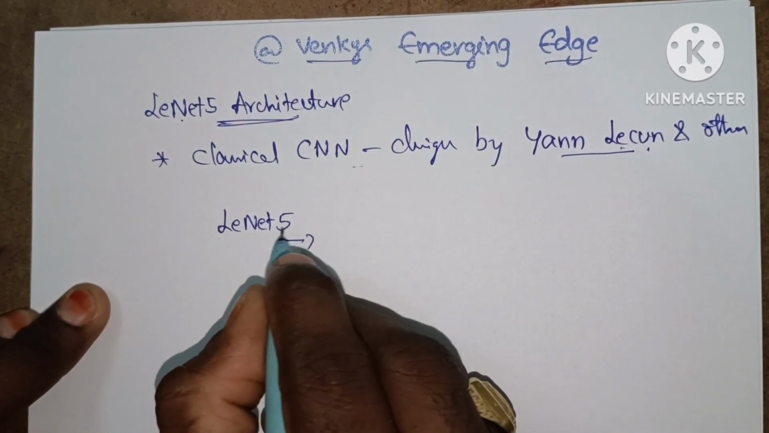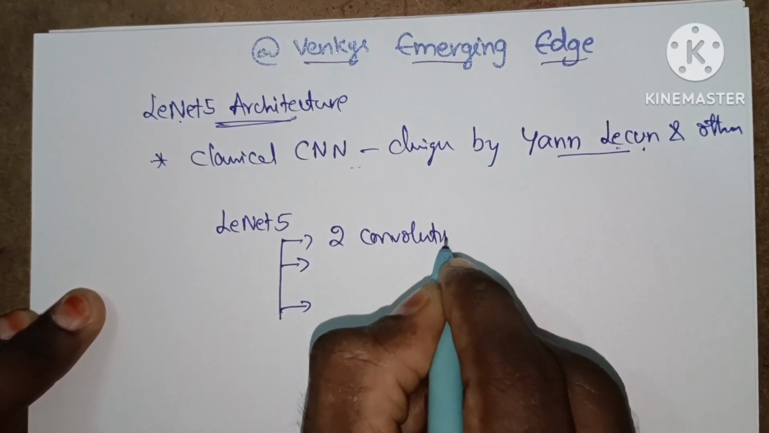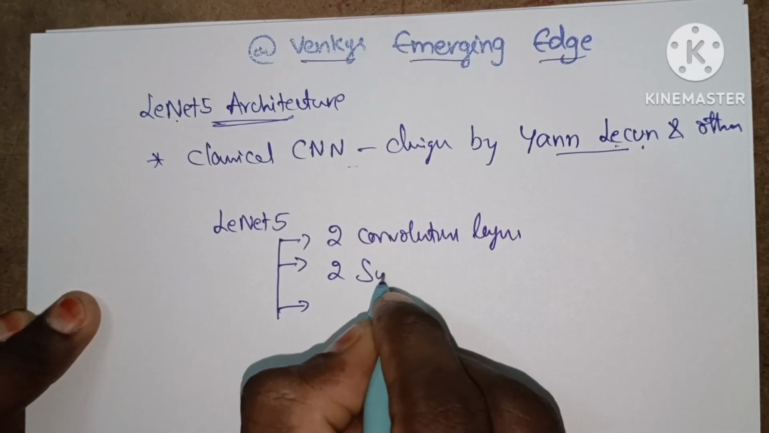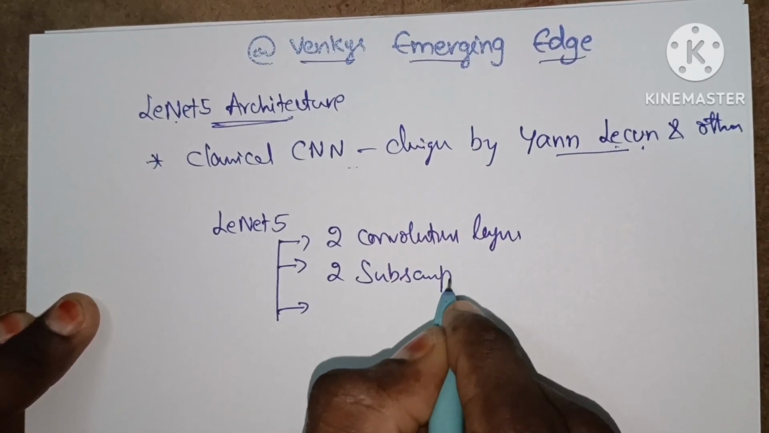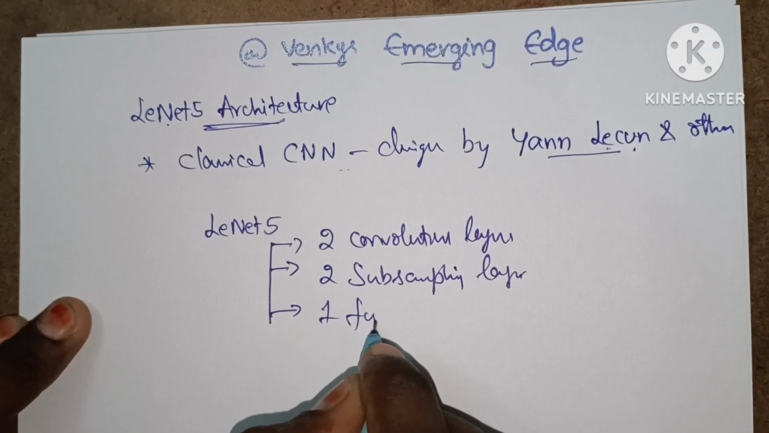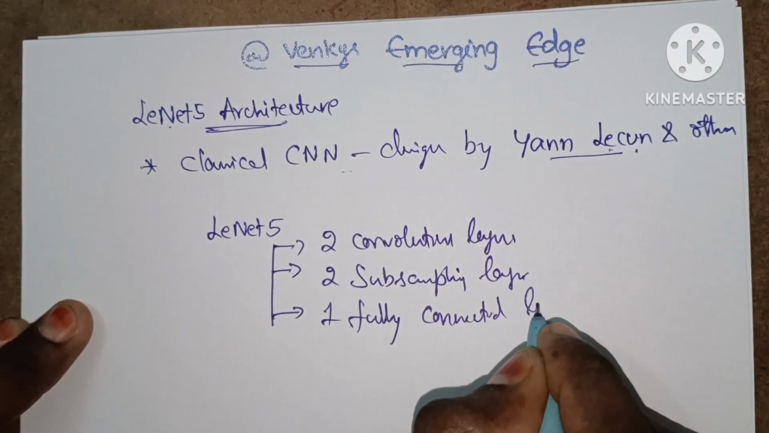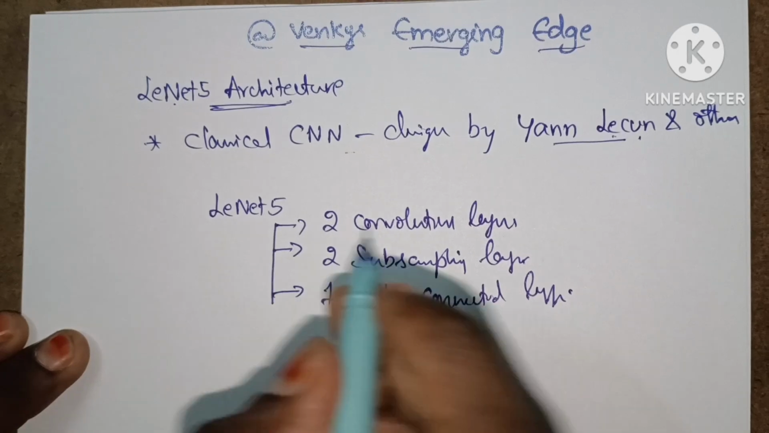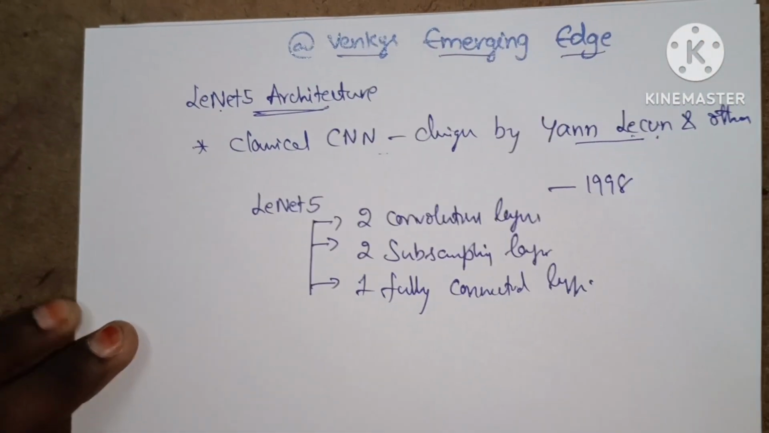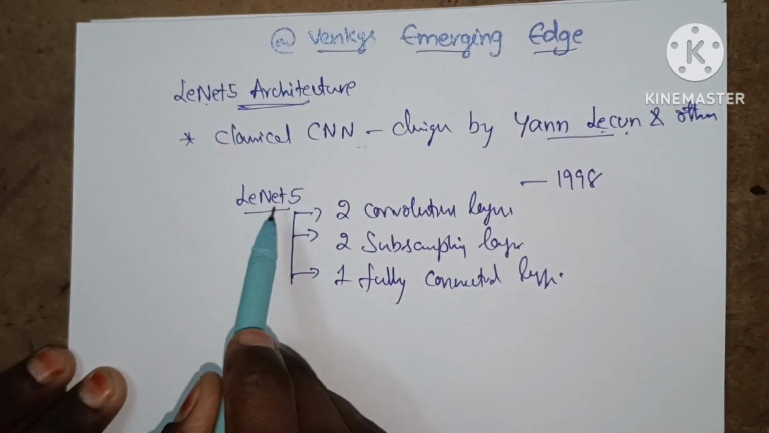Out of the 5, there are 2 convolution layers, 2 subsampling layers, and 1 fully connected layer. Is it clear? It was developed in 1998. So that's why this is called LeNet5. Is it clear? I think all of you now know why it is called LeNet5.